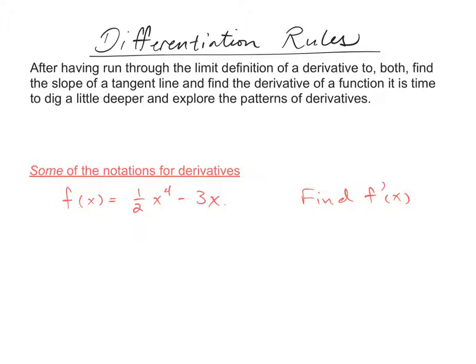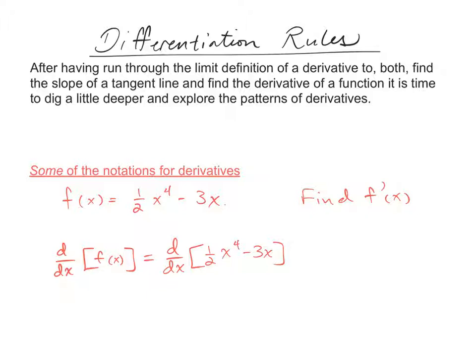You could also see something that looks like this: d dx f of x. And this means we are going to take the derivative of f of x with respect to x. X is the variable that we're trying to find the derivative of. So this could be rewritten as d dx of 1/2 x to the fourth minus 3x. These two things are exactly the same because f of x equals 1/2 x to the fourth minus 3x.